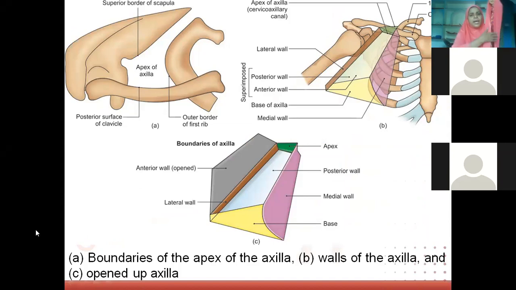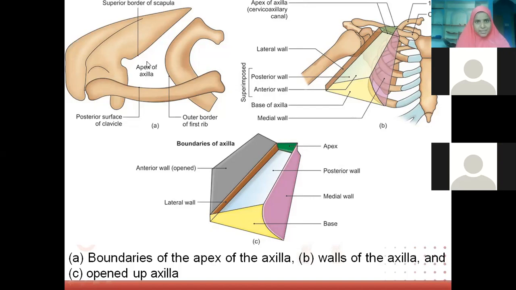What is axilla? Axilla is nothing but armpit, what we see under our arm. Now we have certain boundaries. This is the anterior boundary. The anterior boundary is formed by the middle one third of the clavicle. This is the medial boundary, near to the midline in the picture. The medial boundary is formed by the outer border of the first rib. This is the lateral boundary. The lateral boundary is formed by the upper border of the scapula bone. And the base will be formed by skin, superficial fascia and all.